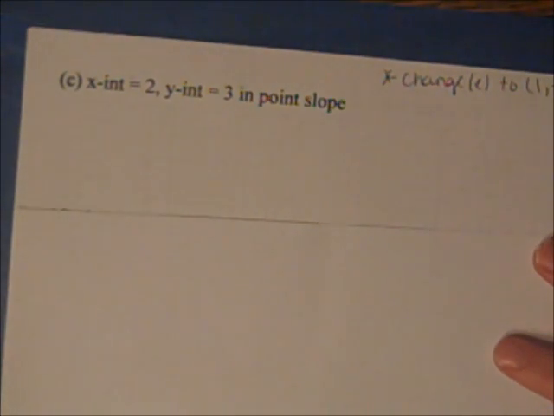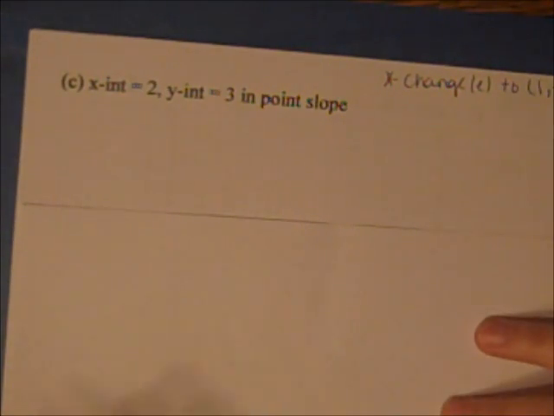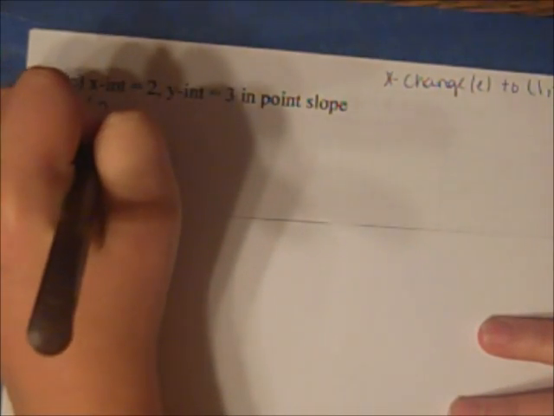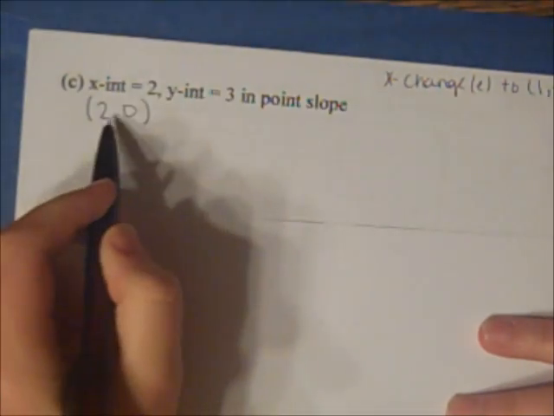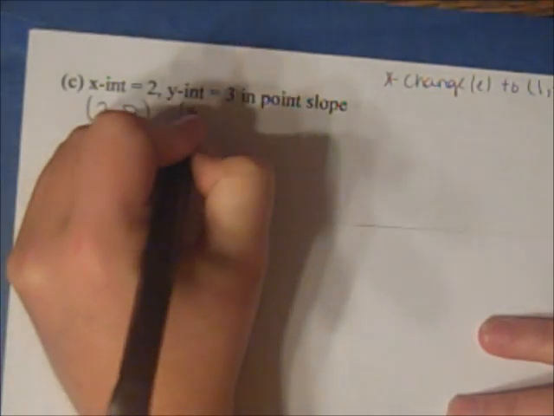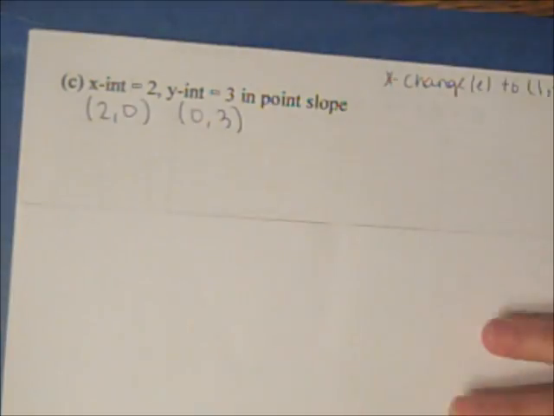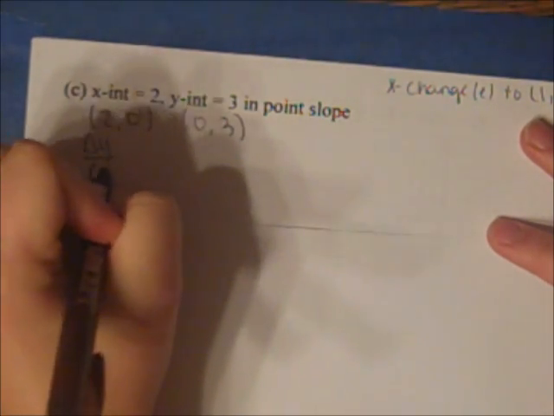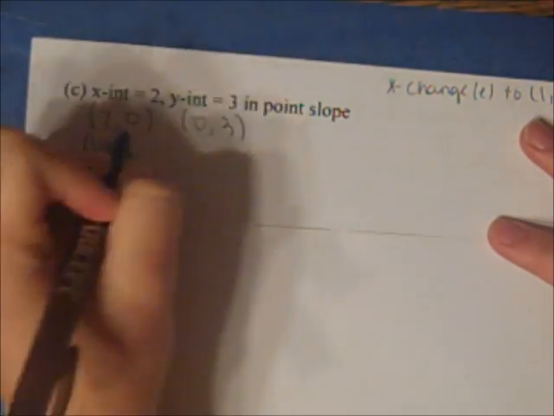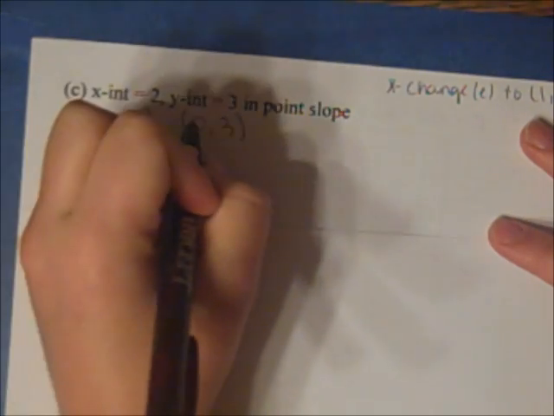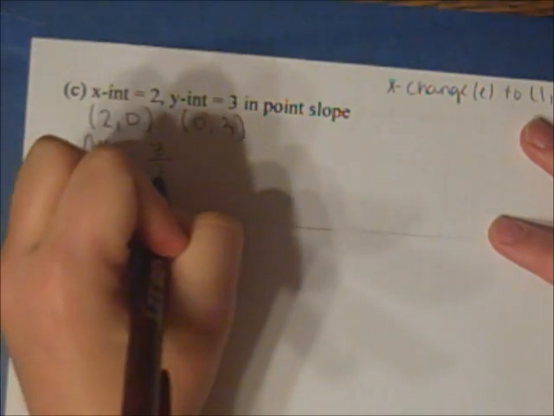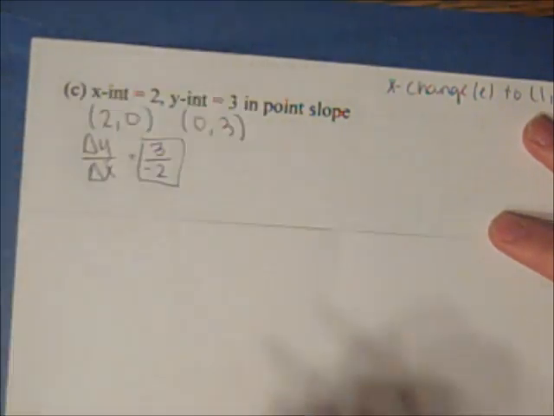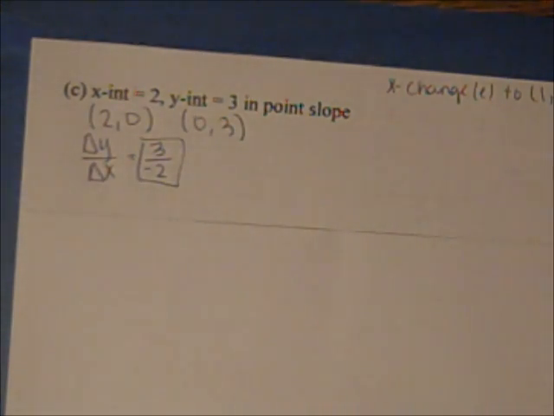Okay, so this one they gave us the x-intercept and the y-intercept, and they want it in point-slope form. Let's go ahead and write these as a coordinate. The x-intercept is at 2, 0, and the y-intercept is at 0, 3. That helps us out a little bit. Okay, we need the slope, so let's do our change in y over change in x. So from 0 to 3, I went up 3. From 2 to 0, I went down 2. So your slope is -3/2.